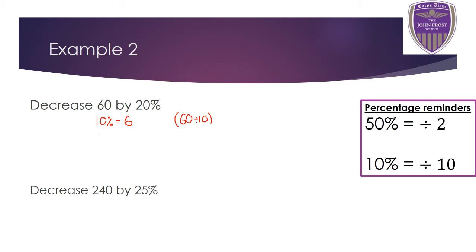Now, I want 20%, so that means I'm going to need two 10%s. So 10% is also 6. I'm going to add these up now. 10% plus 10% is 20%. And 6 plus 6 is 12. Now, these questions are slightly different. Always take care to read the question, because this question is asking us to decrease 60. So to finally answer the question, I'm going to do 60 take away 12.